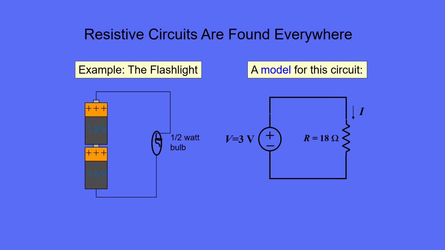We can represent this physical circuit by the following equivalent circuit model: a 3-volt voltage source and a resistance of value 18 ohms. Here's how we determine that the resistance has a value of 18 ohms. We know that the bulb consumes a half-watt of power, and that power is equal to the product of the voltage across the bulb times the current through it. So we can find the current by dividing P by V, as we've done in the equation shown below. The result is 167 milliamperes.